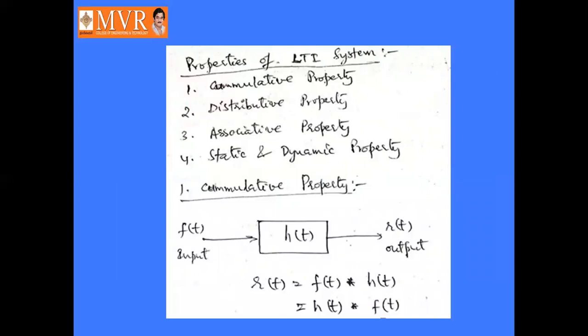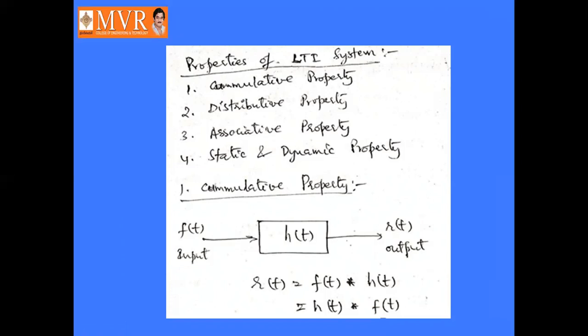Then the properties of linear time invariant systems. We have four properties of linear time invariant systems. What are those four properties? They are the cumulative property, distributive property, associative property, and the static and dynamic property.